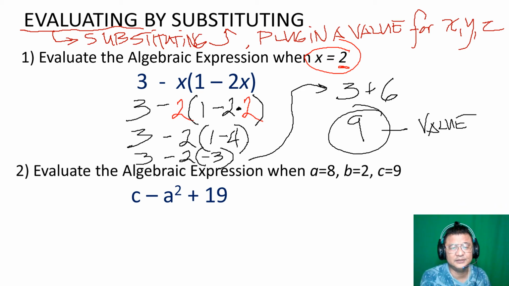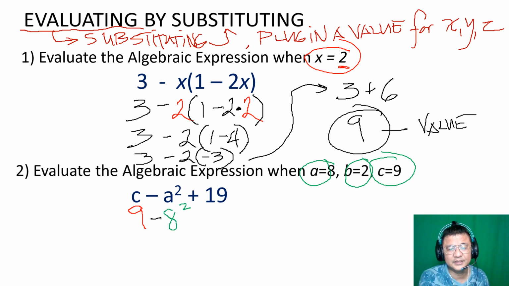Okay, let's try another one. Now, there are 3 values given, specific values. A is equal to 8, B is equal to 2, and C is equal to 9. So if I see a C, instead of writing C, I will copy 9. There you go. Minus is still a minus. Instead of writing A, I will use an 8. 8 squared. And then the other letter B was not used, I copy 19. See, plug it in. So 9 will be alone. 8 times 8 is 64 plus 19.